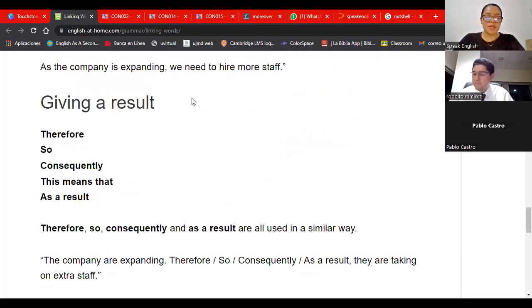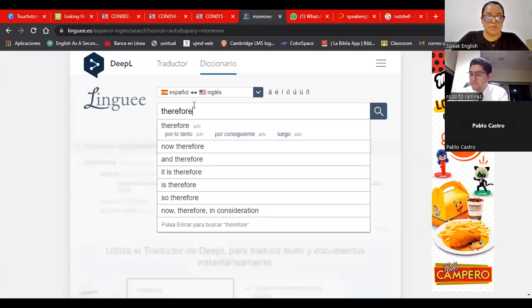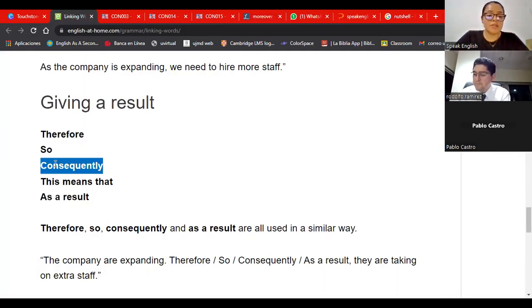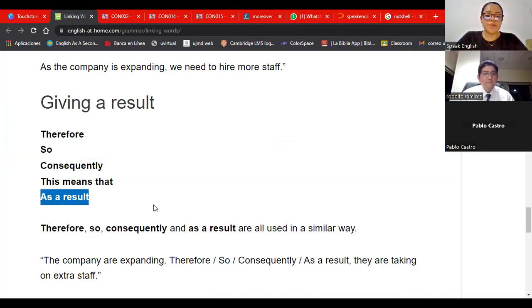Okay, giving a result. Can you please read them, Rodolfo? Giving a result: therefore, so, consequently, this means that, or as a result. Very good. Excellent. New words? Therefore. Therefore basically has the same meaning as so. Por lo tanto, por consiguiente. It has the same meaning as consequently. Excellent. Now, therefore and consequently are more formal than as a result.